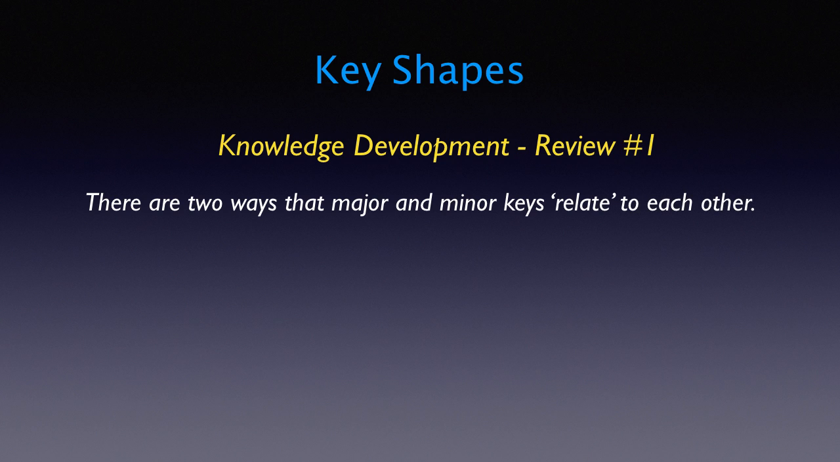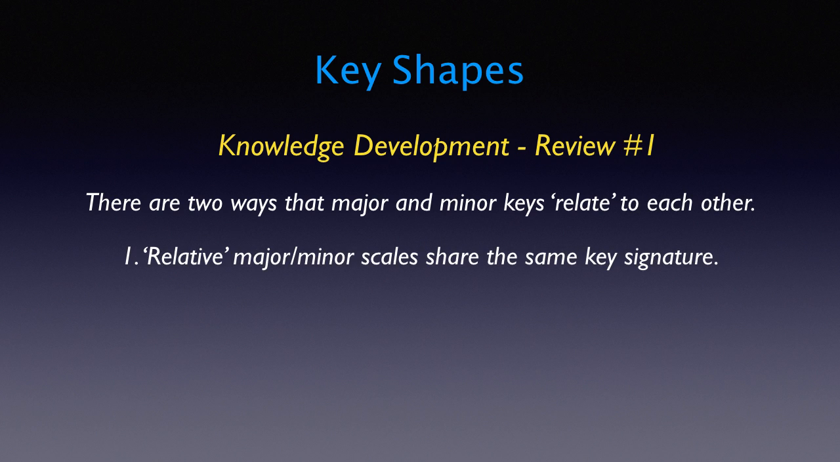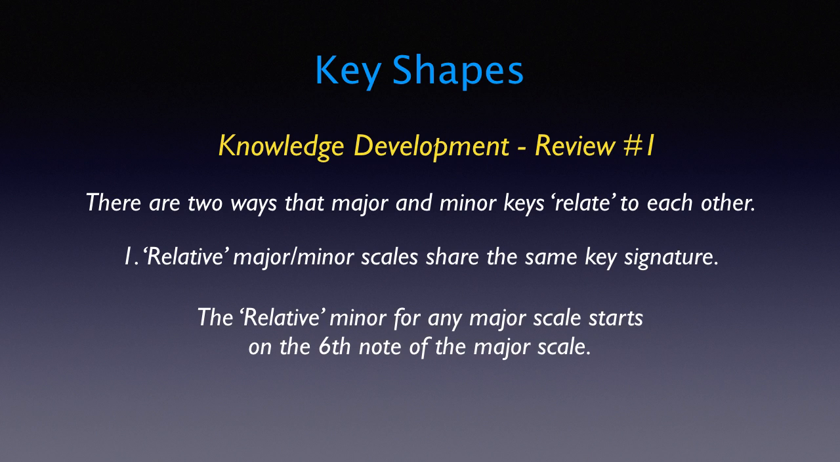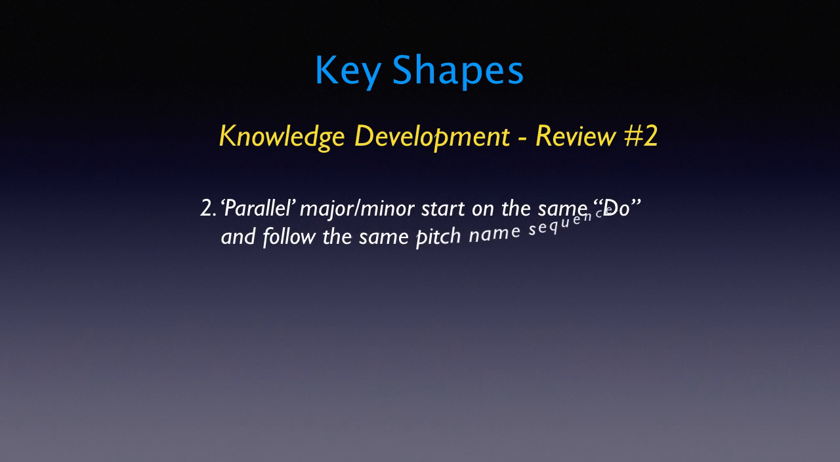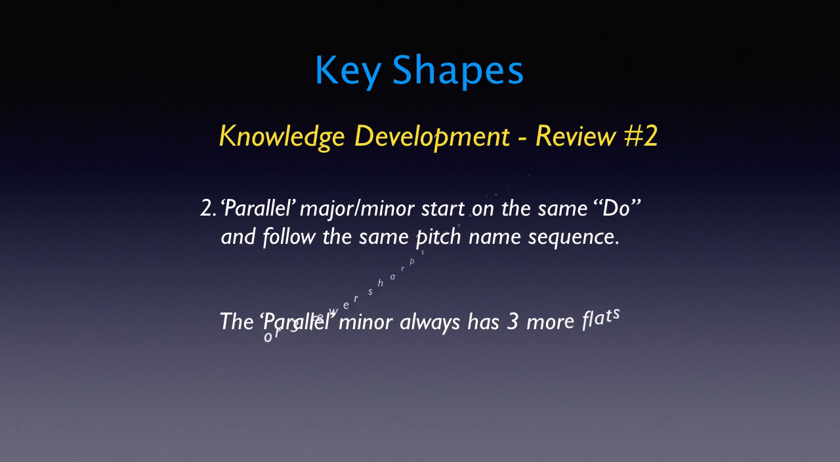There are 2 ways that major and minor keys relate to each other. Relative major and minor scales share the same key signature, but the minor scale starts on the 6th note of the major. Parallel major and minor scales share the same do and follow the same pitch sequence, but the minor always has 3 more flats or 3 fewer sharps.